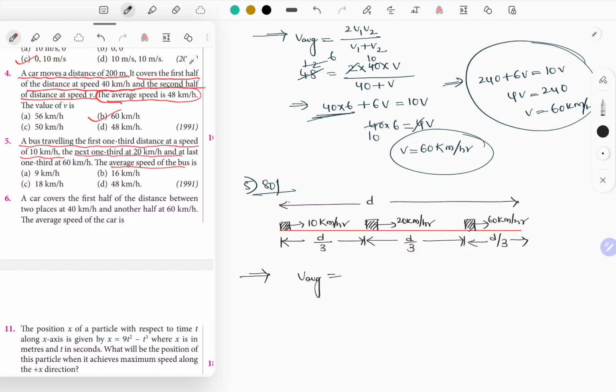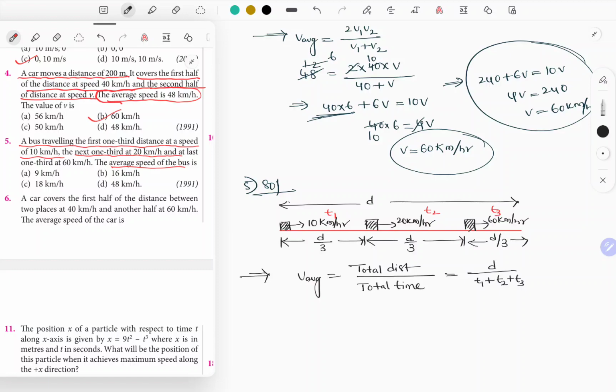No need to remember the formulas always. Just remember the process. What's the formula for average speed? Total distance covered by the object divided by total time. That's all. Is this time going to be the same in all three cases? No, it is not. So it is going to take a different time. Let's say t1, t2, t3. That's what I have to substitute. So total distance is d. Time taken is t1 plus t2 plus t3.